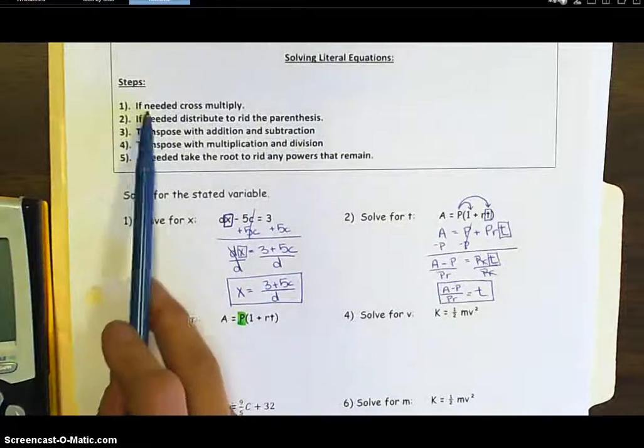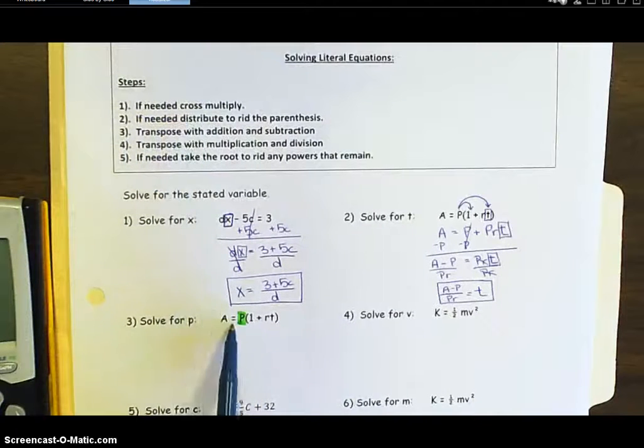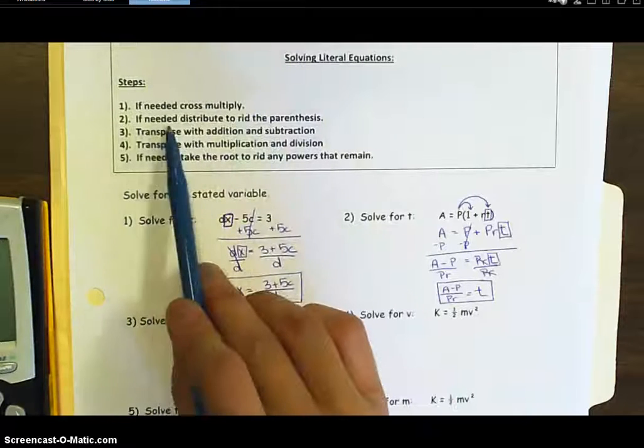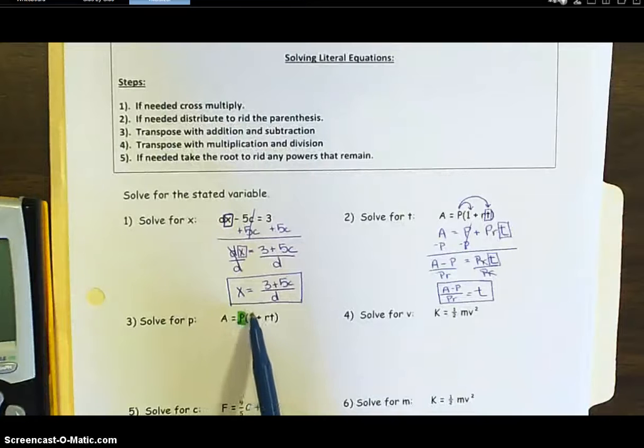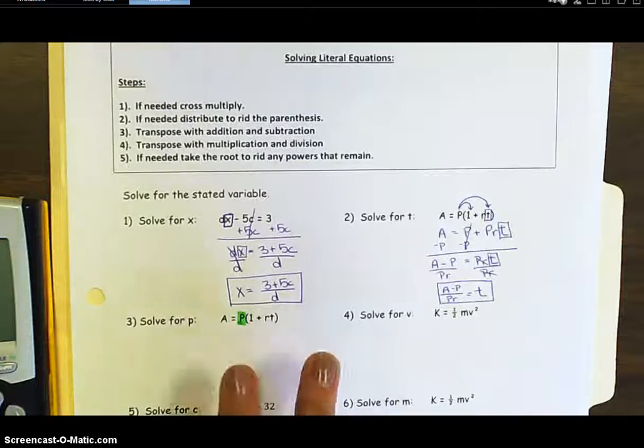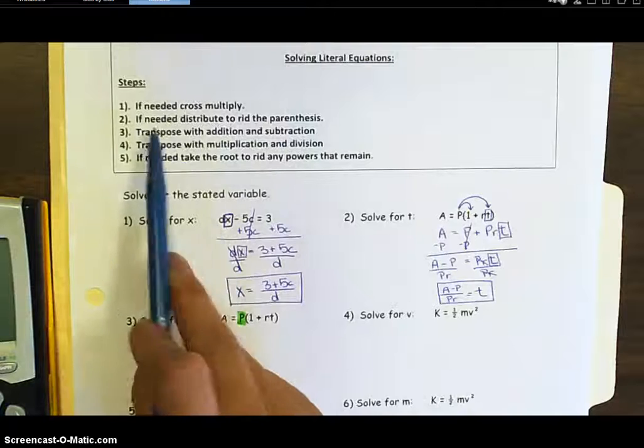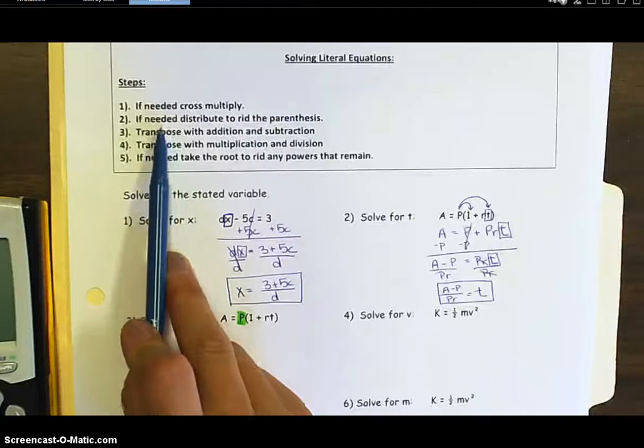Now step number 1, if needed, cross multiply. Nope, we don't have a fraction equal to a fraction, so we don't do that. Number 2, if needed, distribute to rid the parentheses. Well, if I distribute, instead of 1 p, how many p's are we going to have? That's right, we're going to have 2 p's. We don't want to have 2, we only want 1 because we're trying to solve for it. So I'm not going to distribute here.